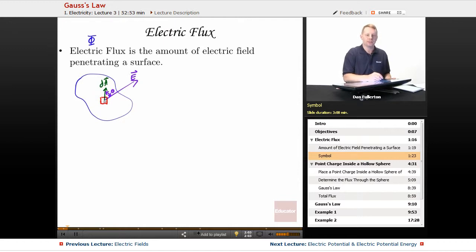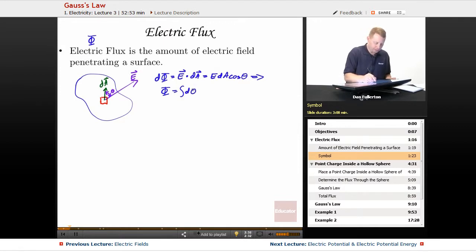Then this little bit of electric flux coming through that red portion, coming through our little bit of dA, we'll define as d phi, the flux, equals the electric field dotted with that area vector, dA, or E dA cosine theta if we're dealing with the magnitude, which implies then that the total flux is going to be the integral over that entire area of all those little bits of E dot dA.